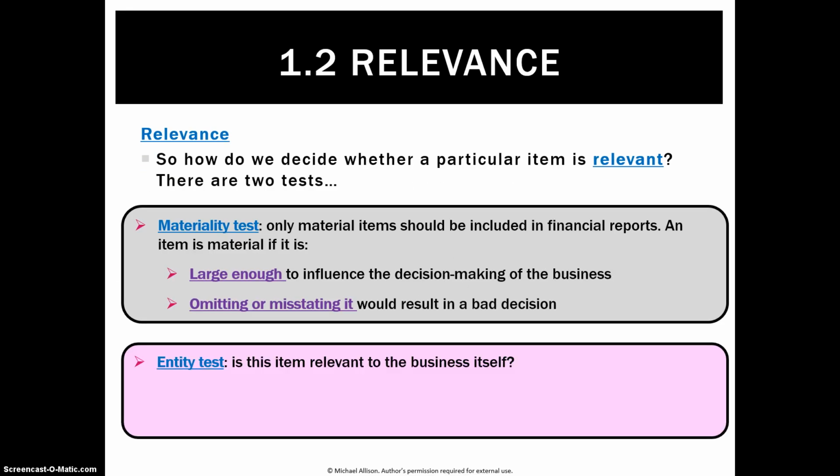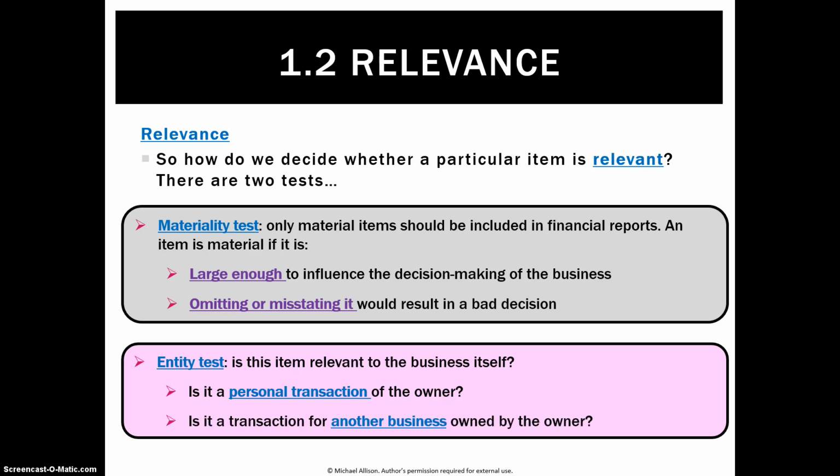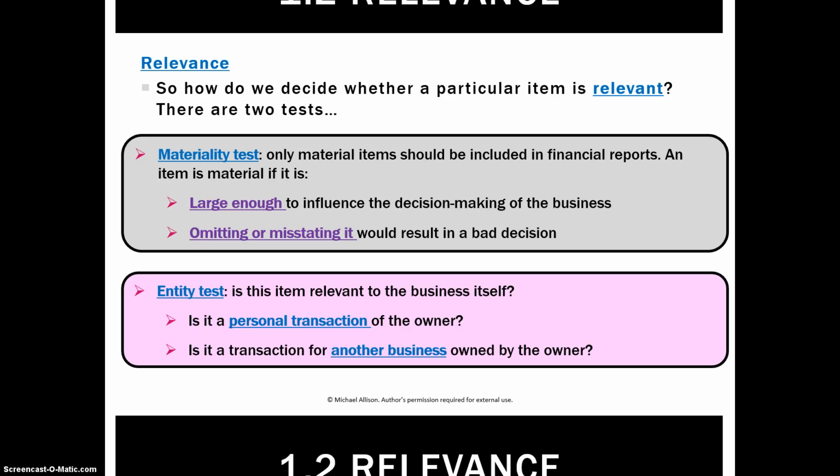The other test we've got to tell whether something is relevant is the entity test. First of all, is the transaction one that's personal for the owner? And if it is, that's not a business transaction. And what if the owner actually owns multiple businesses? You need to establish which transaction relates to which business.